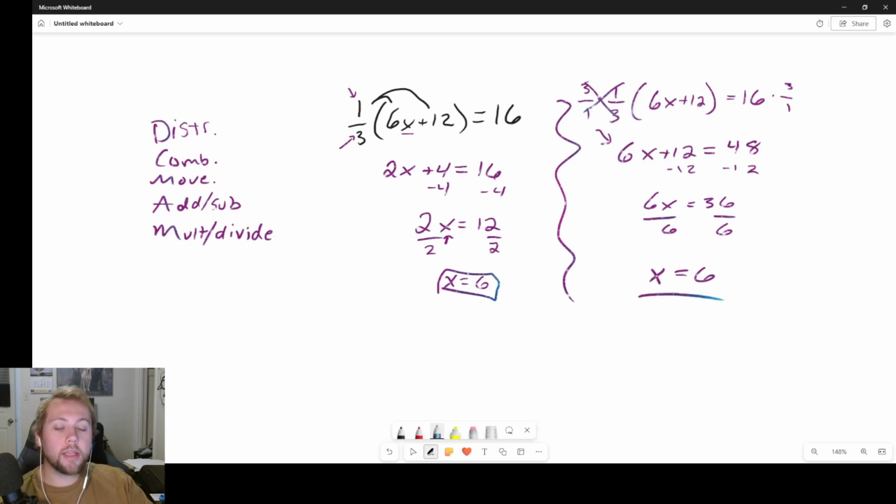So either way is fine. I highly recommend doing it the first way, because that follows these steps and that's what you're more comfortable with. But if you get numbers or decimals or fractions that are scary when you multiply them in the parentheses, you can always use this method to get rid of that fraction out front. Let's look at our next problem.